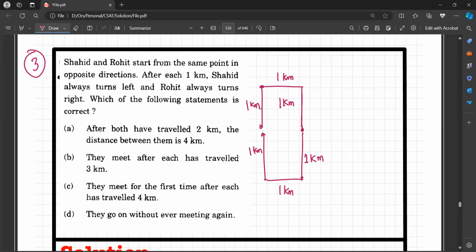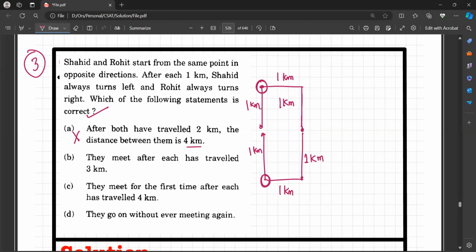Which of the following statements is correct? After both have traveled 2 kilometers, the distance between them is 4 kilometers. Now, Sahid is placed here after traveling 2 kilometers. Rohit is placed here after traveling 2 kilometers. The distance between them is 2 kilometers, not 4 kilometers. So this is wrong.